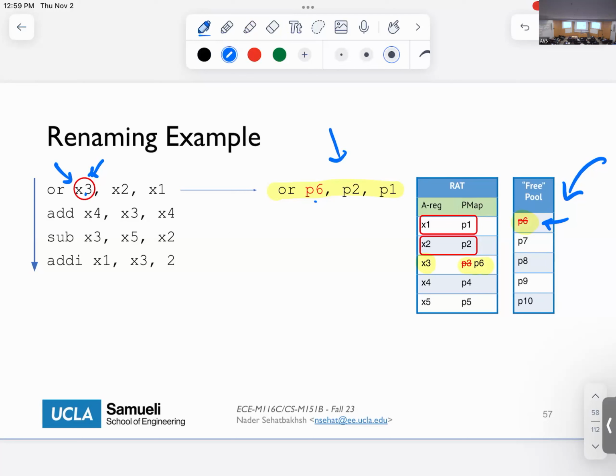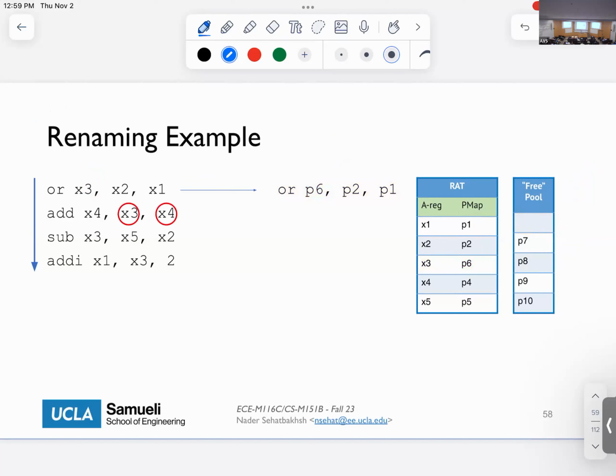One question that you might ask is, when should I put this P3 back into the free pool? And the answer is, not now. The reason is that we're going to retire things out of order, and there's a problem that I'm going to explain later. But for now, always remember that you keep the older mapping inside your RAT table, and I'll explain later why this is the case, okay? So you don't put back P3 in your free table. You only put back P3 into the free table when this instruction is retired. And remember, renaming is happening during your decode stage, so it's still a long way for the instruction to be retired, okay? So let's continue with the next instruction.